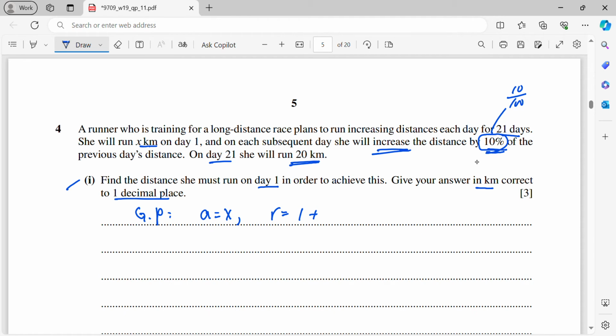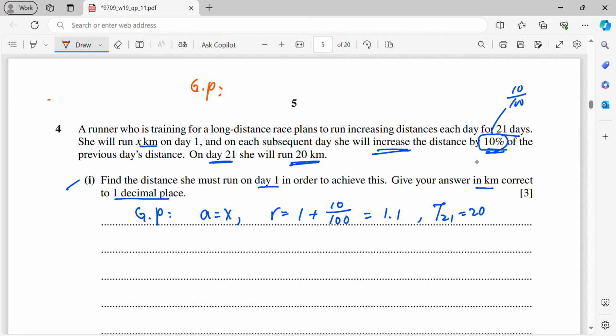Okay, so it's 1 plus 10 over 100. Therefore, you get 1.1. If it just decreases, it would be 1 minus 10 over 100. So now, on day 21, this is 20. That means T21 is 20. Right. So now use the formula for geometric progression.